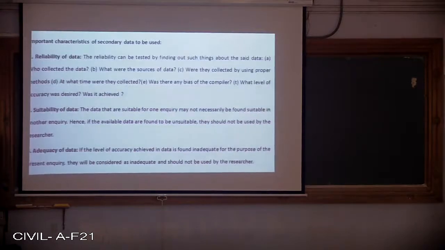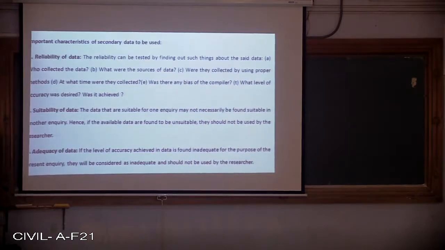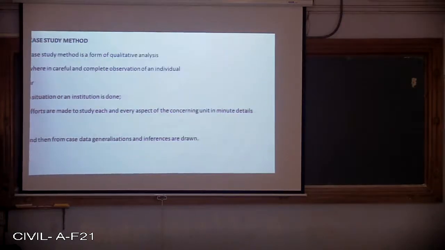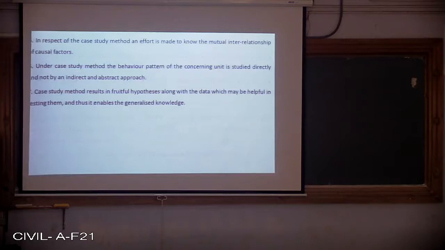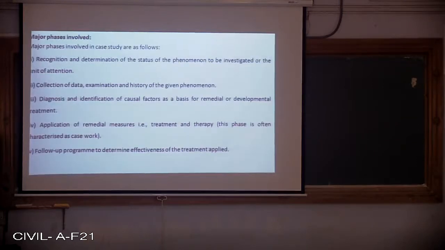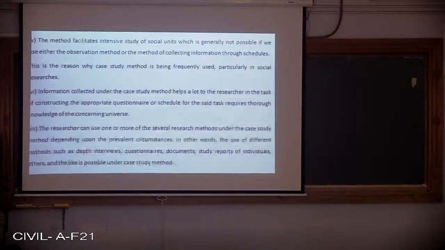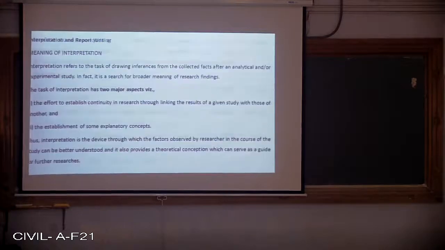Okay. Some important characteristics of secondary data: reliability of data, suitability and adequacy. How reliable it should be, how suitable it should be, and how adequate it should be. Some factors in selecting an appropriate method of data collection are nature and scope of the objective, availability of funds, time factor, and precision required. Some case study methods are there, which you can get through the notes. Okay, I have already shared the notes, so you can easily find this there.